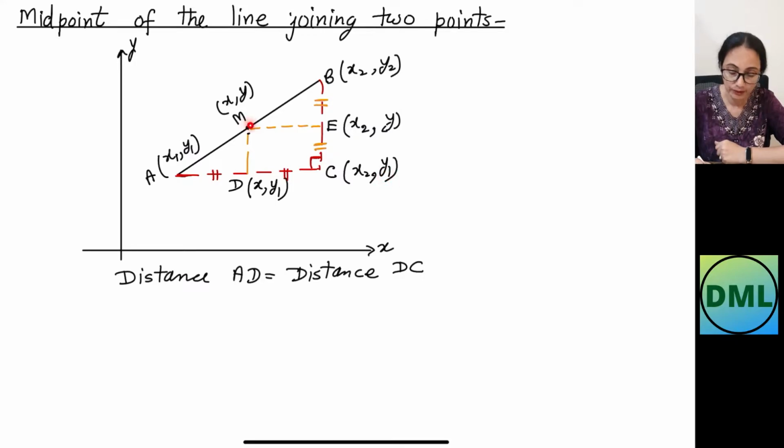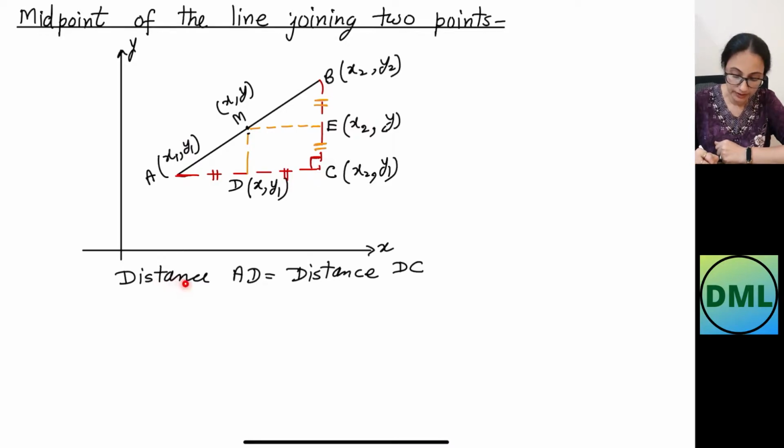As M is the midpoint, I have drawn one vertical line which cuts AC at point D. So D has x coordinate x and y coordinate y1. Through M, I have drawn one horizontal line which cuts BC at E. So E has x coordinate x2 and y coordinate y. As M is the midpoint of the line joining A and B, D and E are also the midpoints of the lines AC and BC.